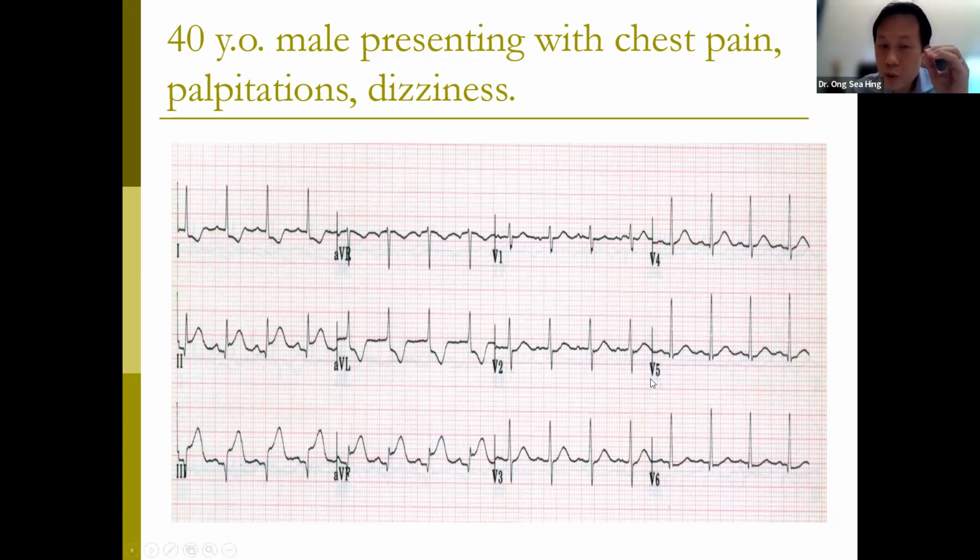Okay? Reciprocal change tells you that the patient has ongoing ischemia. That means there is still ongoing damage to the heart muscle. When you don't see reciprocal change, sometimes it means that the infarction, or the myocardial infarction, is complete, and the myocardium is dead already. Whatever is dead, there is no ongoing ischemia.